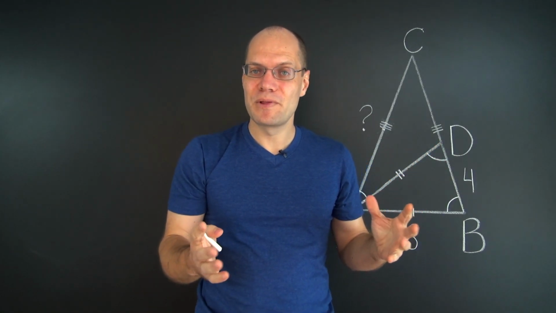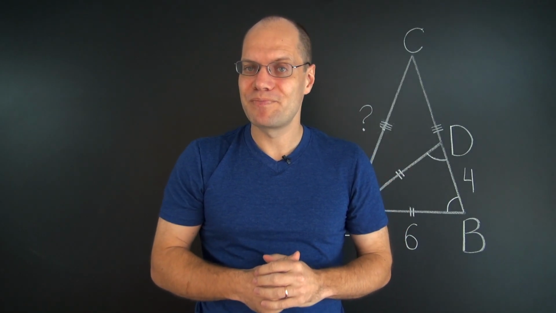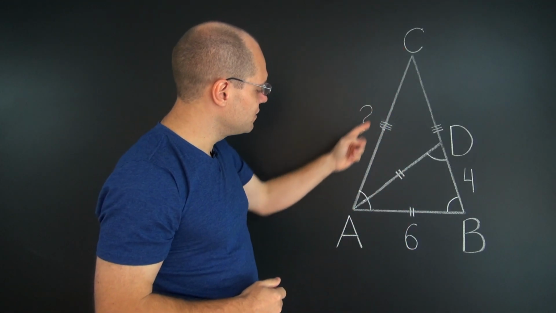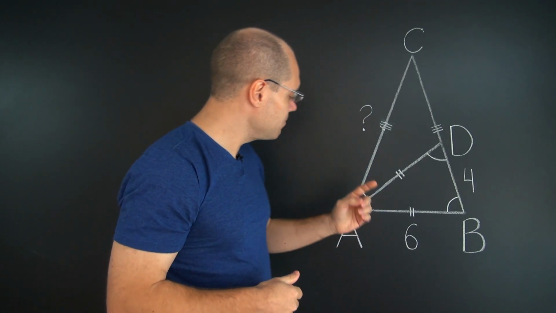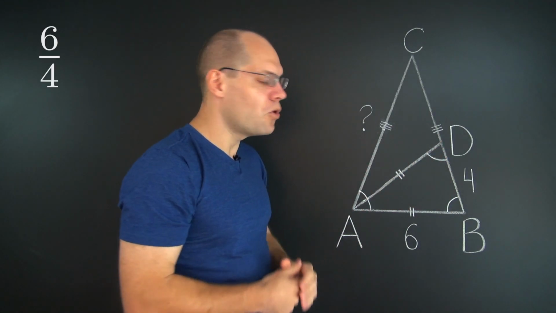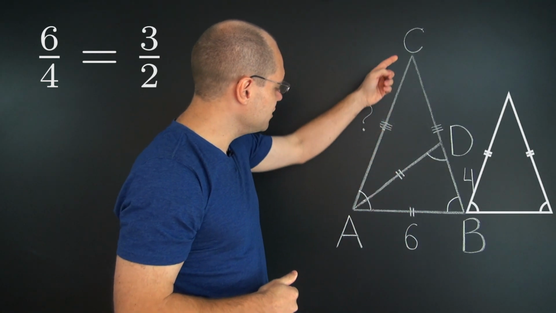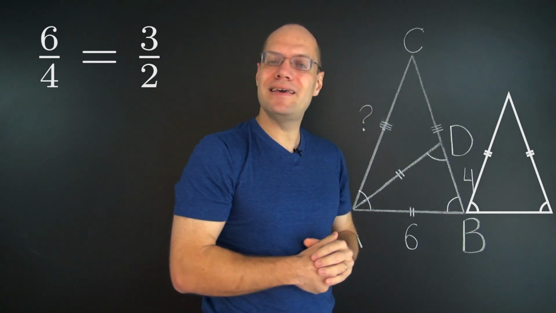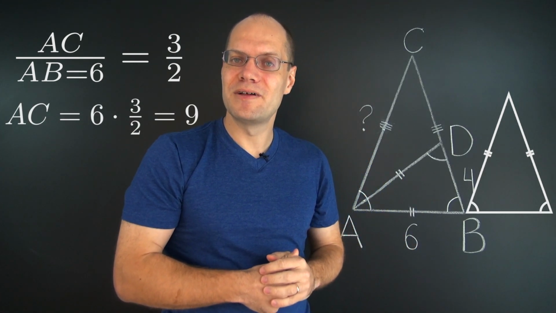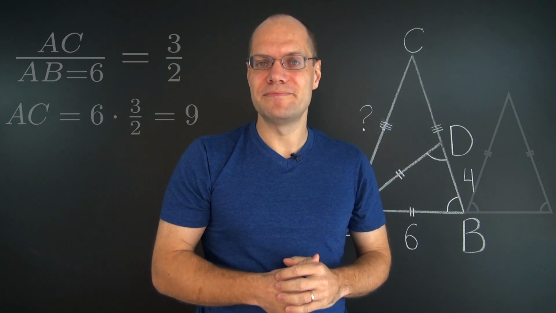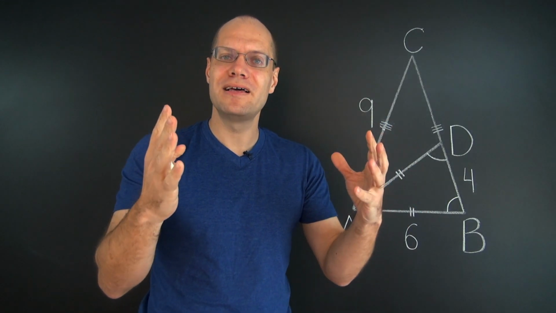So they're similar, which means that the corresponding proportions within each triangle are the same. In particular, the ratio of the long side to the base is the same in both triangles and must be 6/4, or 3/2, because that's what it is in the small triangle. So the ratio of AC to AB is 3/2, and 6 times 3/2 is 9. So AC is 9. And this variation of the problem is solved.